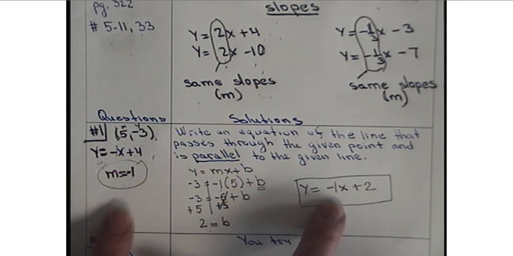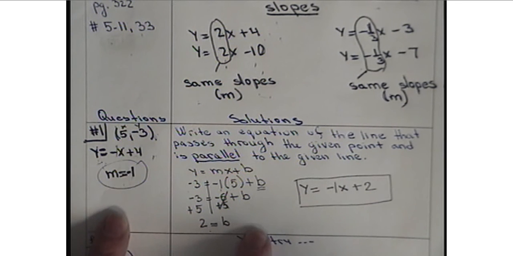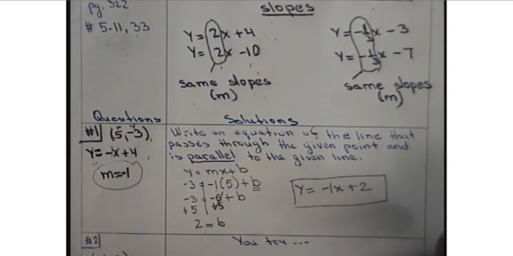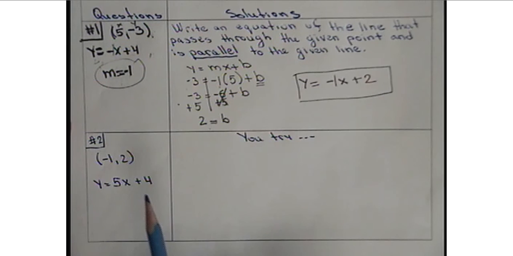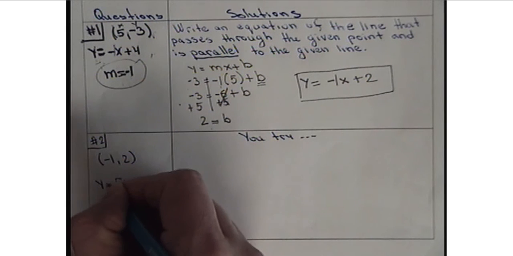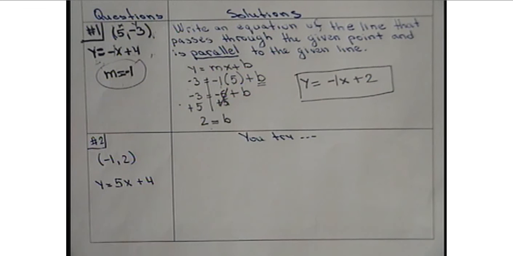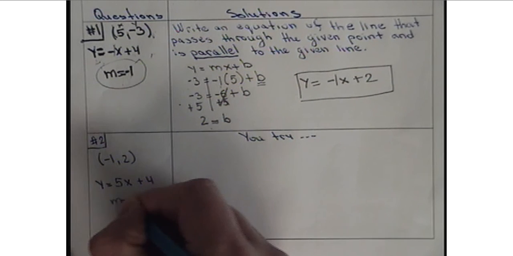And with this, we finish the example. So go ahead and try the second one. Try this next example. You have a given point and equation. So what do we set? Step 1 will be the slope. The slope of this will be m equals 5.